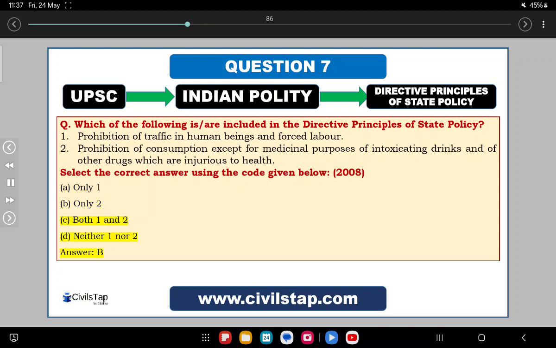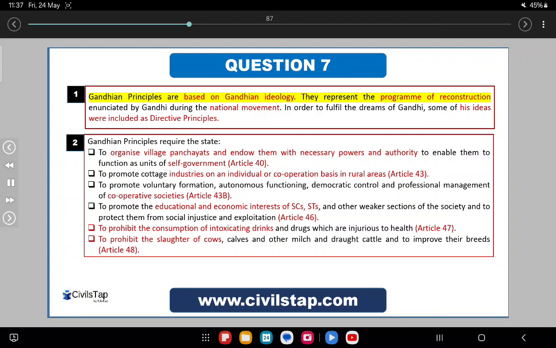Answer, B. Question 7. UPSC Indian Polity, Directive Principles of State Policy. Gandhian principles are based on Gandhian ideology. They represent the program of reconstruction enunciated by Gandhi during the national movement. In order to fulfill the dreams of Gandhi, some of his ideas were included as directive principles. 1. Gandhian principles require the state to organize village panchayats and endow them with necessary powers and authority to enable them to function as units of self-government.